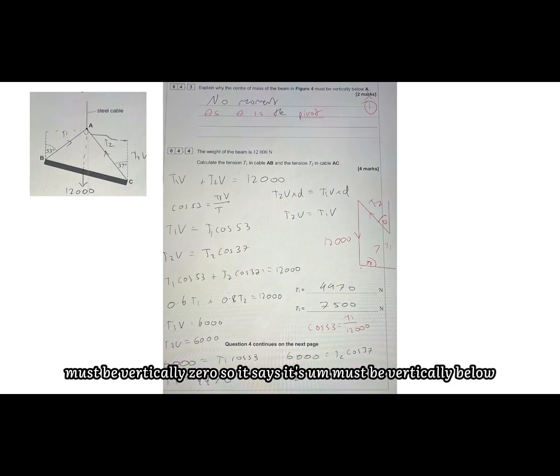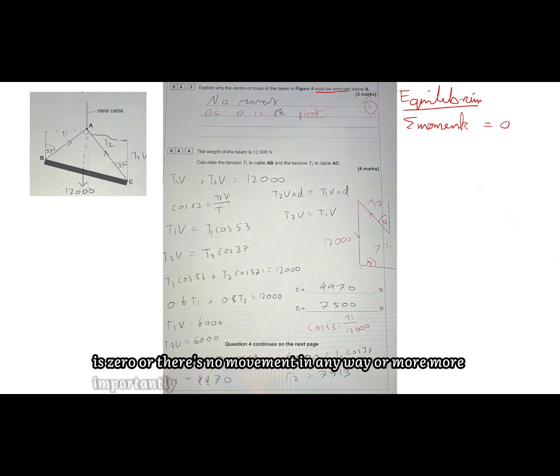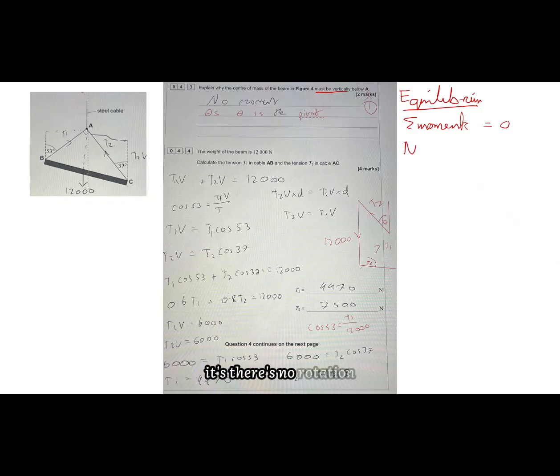Explain why the center of mass of the beam in figure 4 must be vertically below the point of suspension. First of all, what's happening? It's in equilibrium. So what do we know in equilibrium? The resultant moment is 0, or there's no movement in any way, or more importantly, there's no rotation or swinging, or swaying.